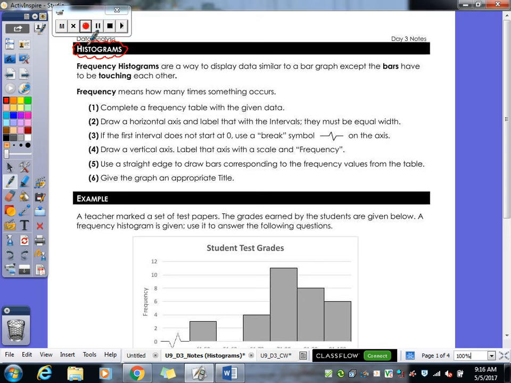Alright, so today we are dealing with histograms. Generally with your histogram, you don't usually have to make one. They give you the picture of it and you have to be able to answer questions off of it.